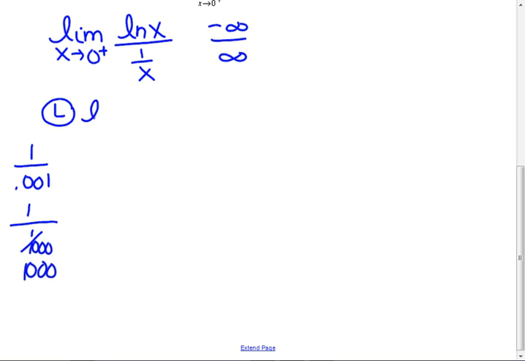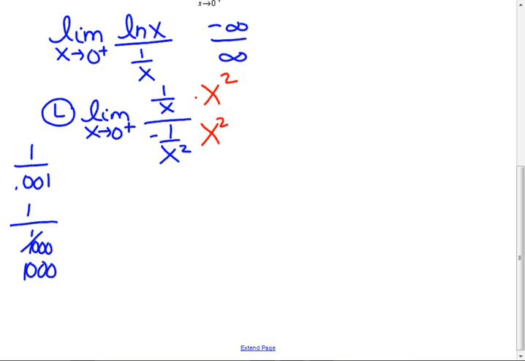Okay, and I want the limit as x goes to 0, and I want the derivative now of the log of x. 1 over x. And what's the derivative of 1 over x? Negative 1 over x squared. Okay, what are we going to do to get rid of that complex fraction? Multiply by x squared over x squared. Works for me. You always must simplify. So this is going to be the limit as x goes to 0 from the right-hand side, and this is x over negative 1.